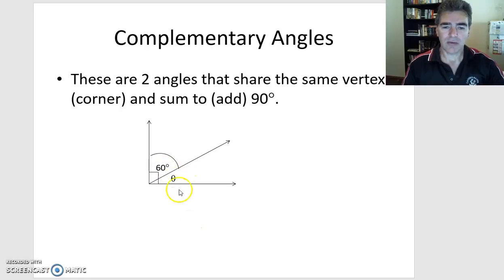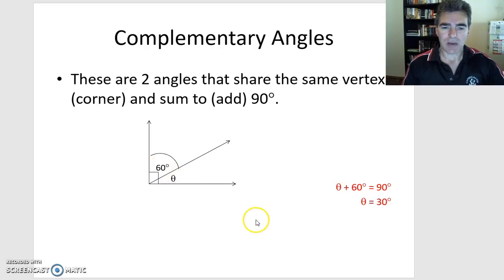Well, I know that the two of them add up to 90 degrees. So if I add the two of the angles together, it'll be 90 degrees. And if I subtract 60 from both sides, then I know that that last bit is 30 degrees. So these two angles are complementary because they sum to 90 degrees.